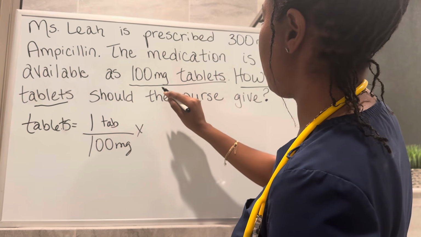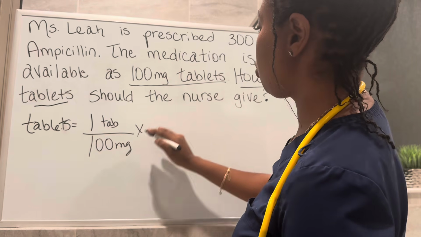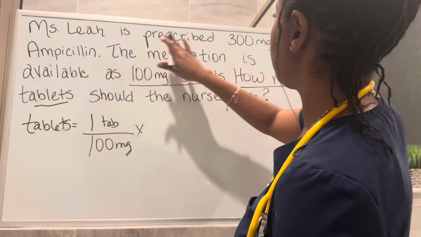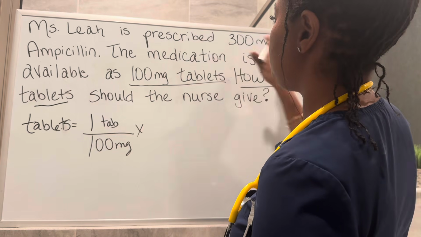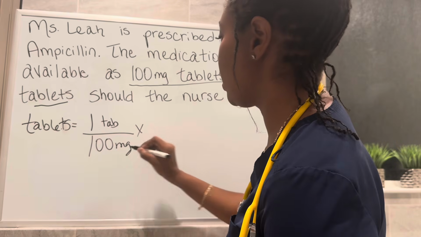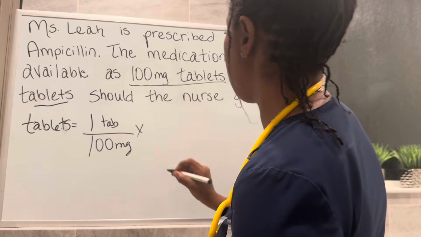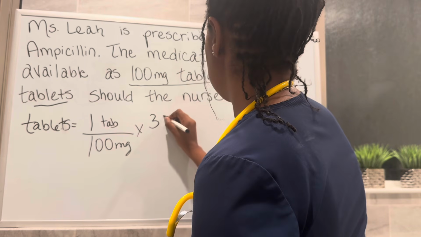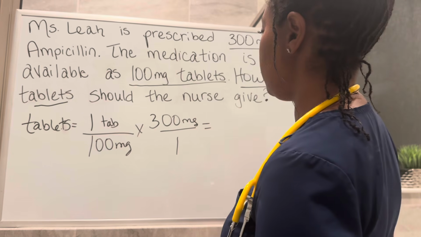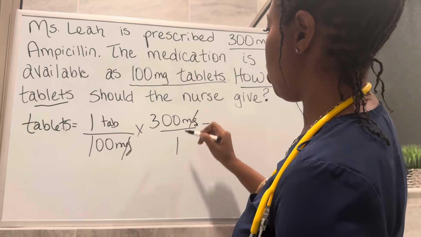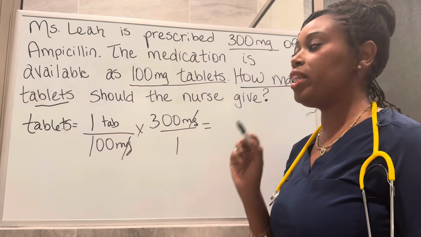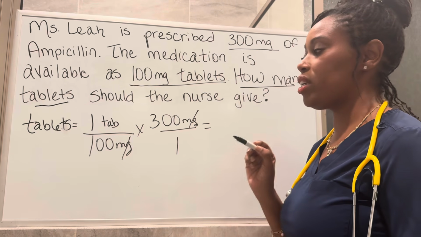Let me go back in my problem and see what I can use to cross out milligrams, because I won't need that. So it says Mrs. Leah is prescribed 300 milligrams of ampicillin, all right? So I know I need milligrams in order to cancel out this milligram. So if I take 300 milligrams, let's see, if I cross that out and cross that out, I'm left with tablets. So that's a good thing. I want to be left with what I need, nothing more, nothing less.